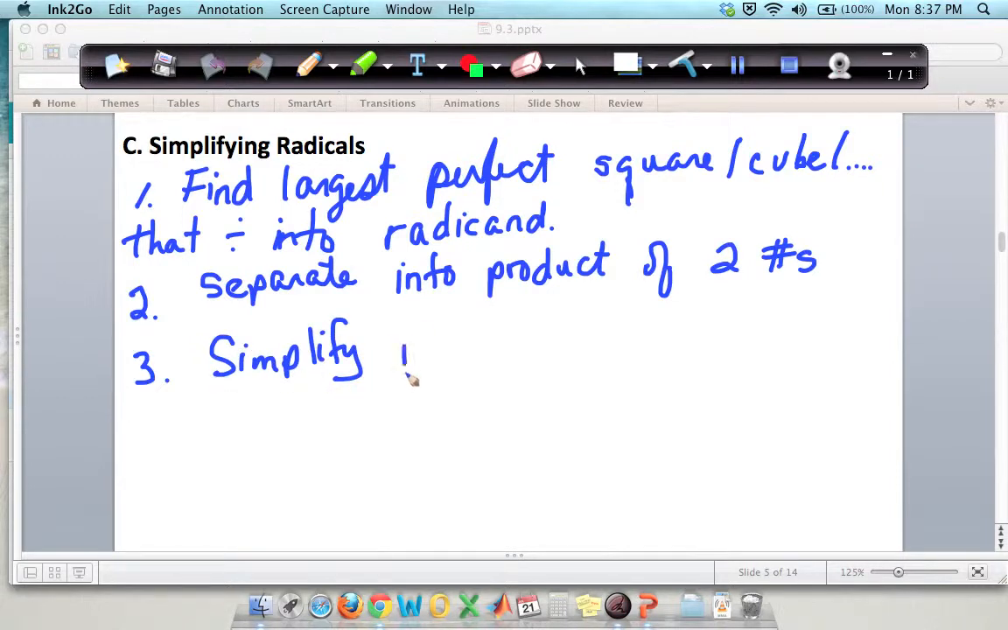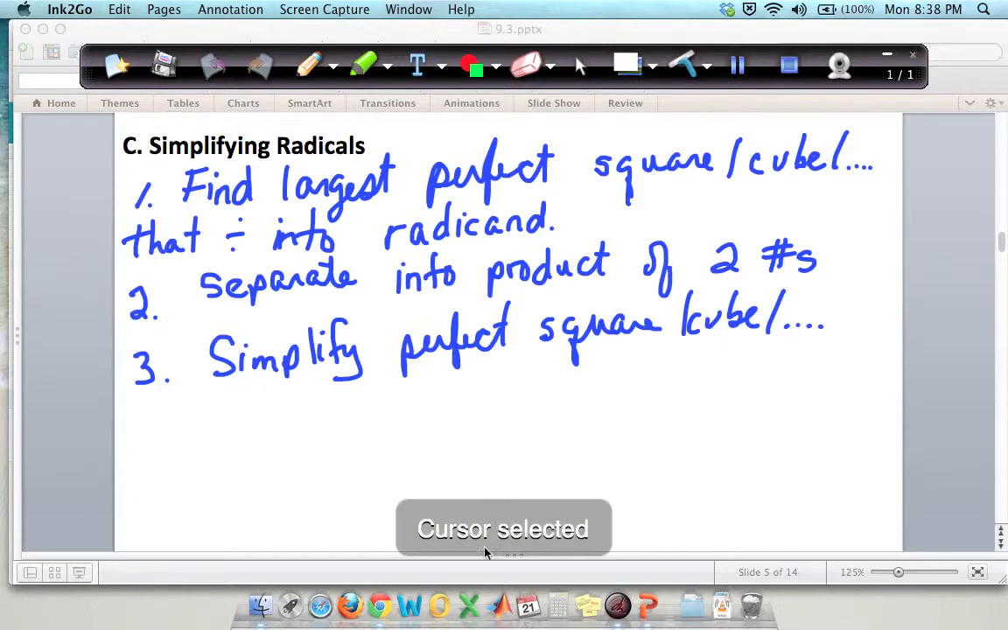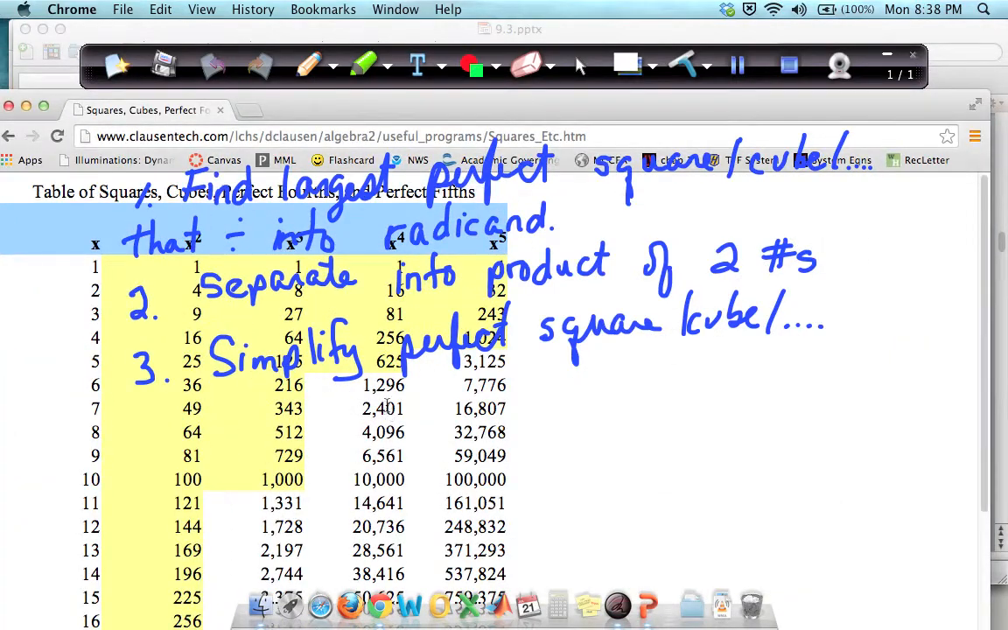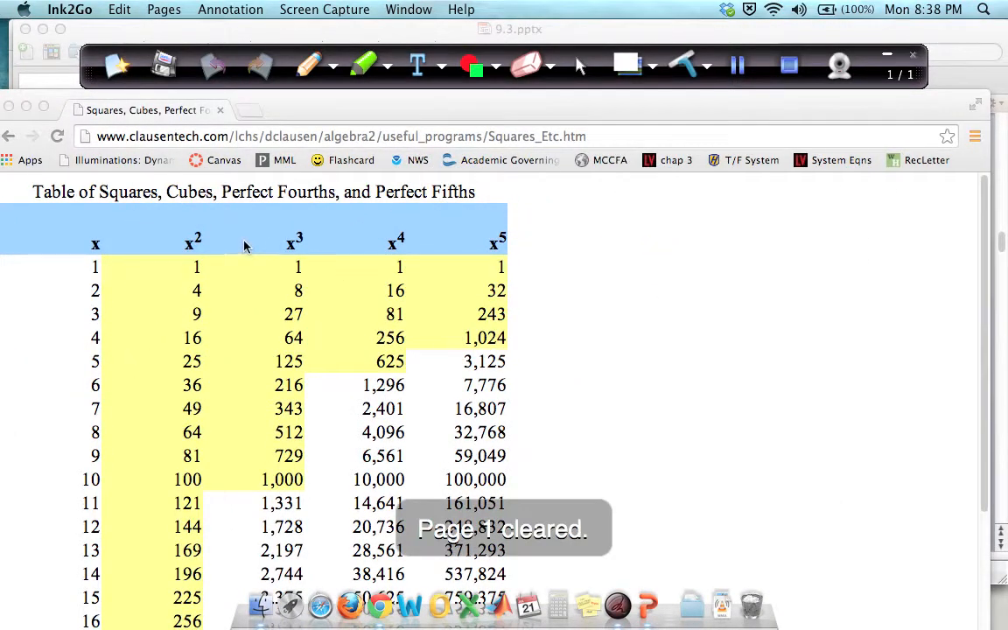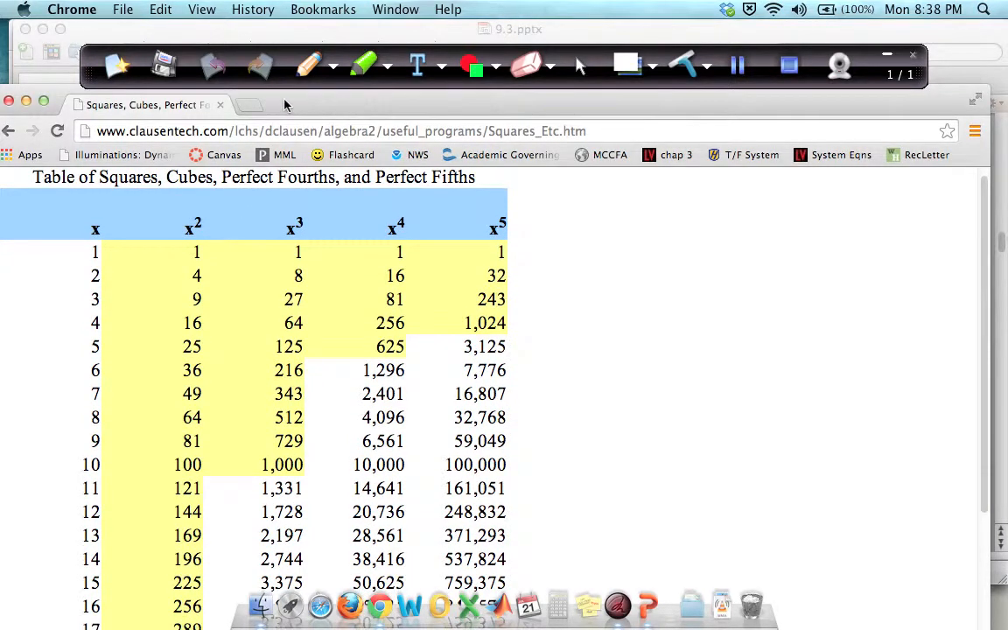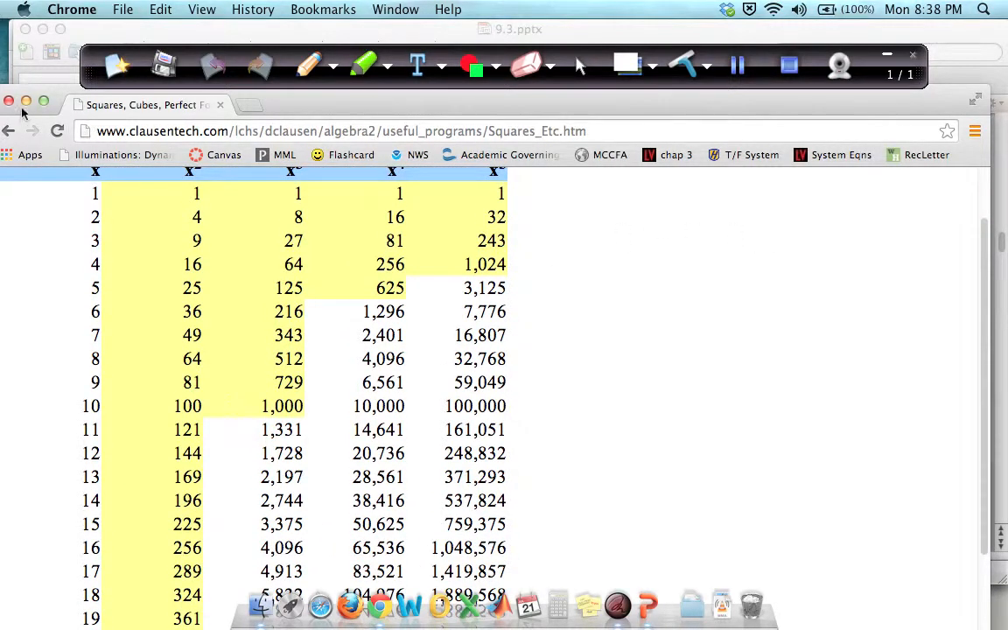So simplify your perfect square or cube or whatever it was, if it was the fourth root. Okay, and when you're doing this, it's helpful a lot of times to have a list of perfect squares, cubes, fourths, etc. So here's one I just found doing a search on the internet. X squared here gives me all the perfect squares, so 4, 9, 16, 25. The x cubed, I have my list of perfect cubes. I have perfect fourths and perfect fifths. So we can use this as we work on some of these problems if we need it.